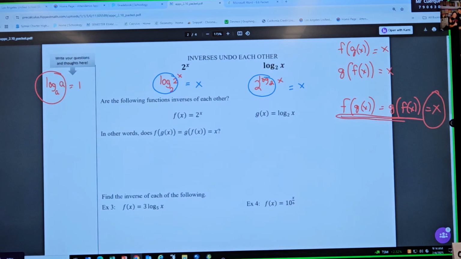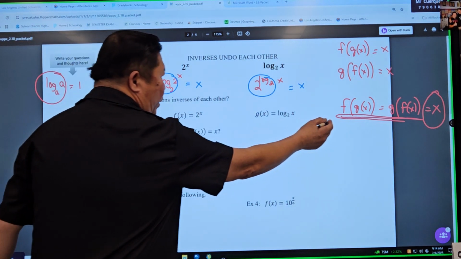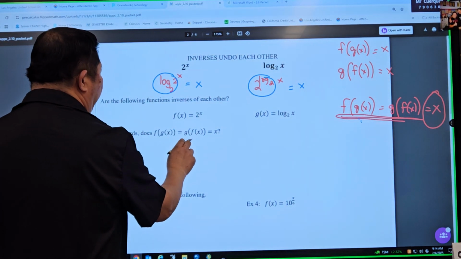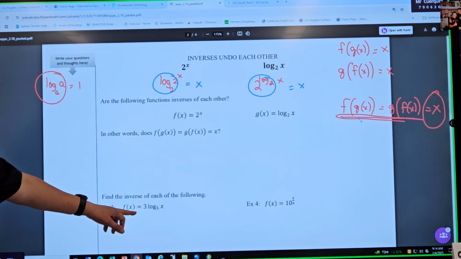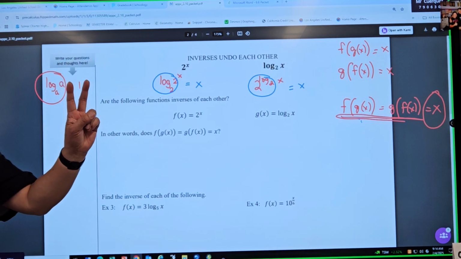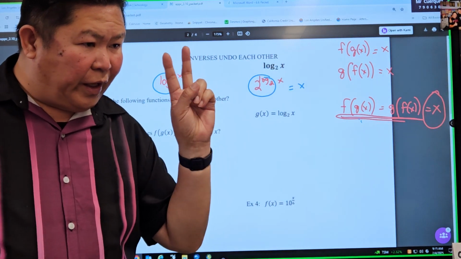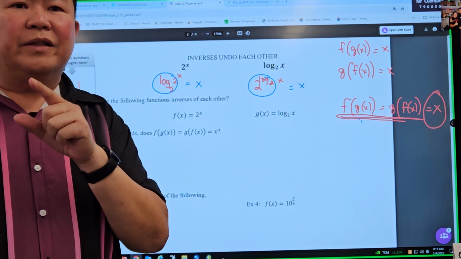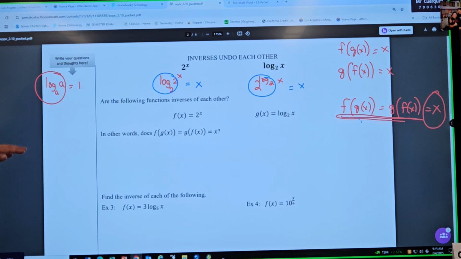So in other words, a while ago, we have that f of g of x is equal to g of f of x is equal to x. Next, we're going to find the inverse of each of the following. Given f of x is equal to 3 log of x base 5. Remember, if we do inverse, what we did a while ago in topic 2.8, we switch the x into y and y into x. Still remember that? Okay? Remember that? So, can I move this up first?